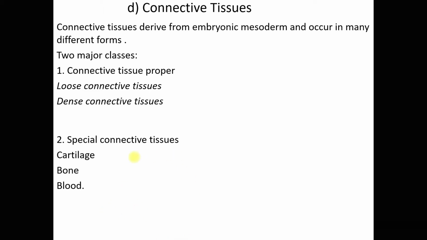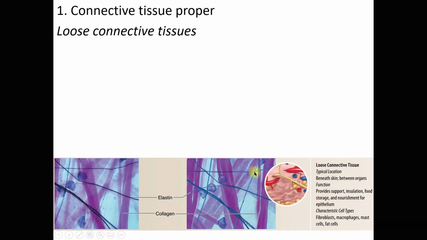So now, talking about connective tissues, there are two major classes here: connective tissue proper and special connective tissues. Connective tissue proper are the loose connective tissues and dense connective tissue, while the special connective tissues are the cartilage, bone, and blood. So let's go to the first one, these loose connective tissues.